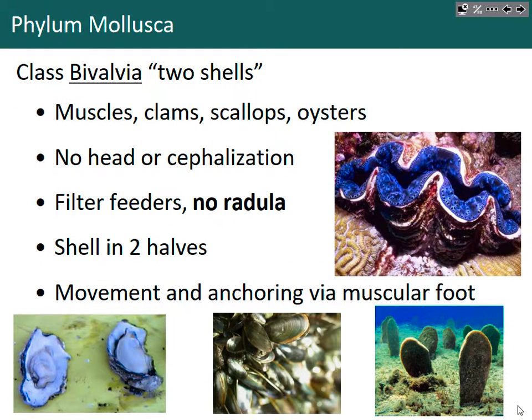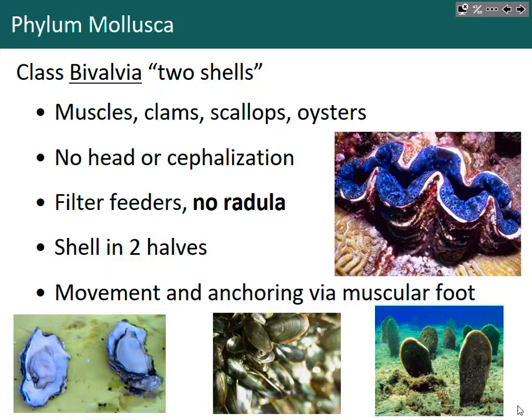The next group that we want to mention are the bivalves. The word bivalve means two shells, and these are the tasty mollusks, probably the ones that are eaten the most by humans and also by many other organisms. They are mussels, clams, scallops, and oysters.